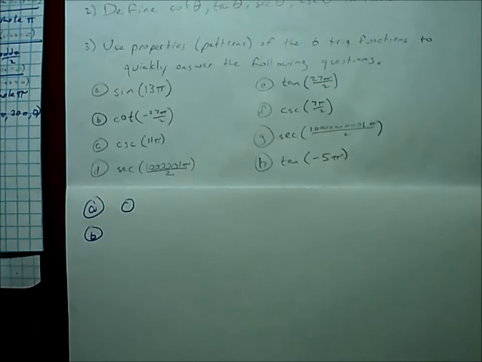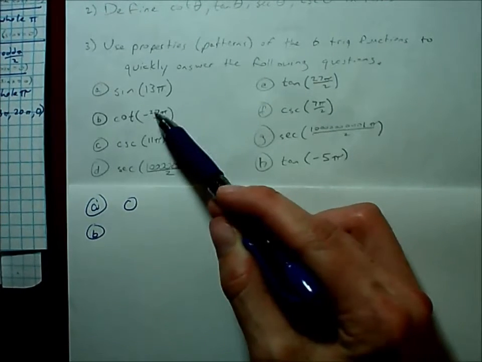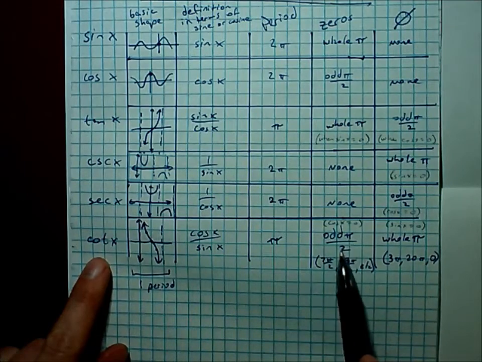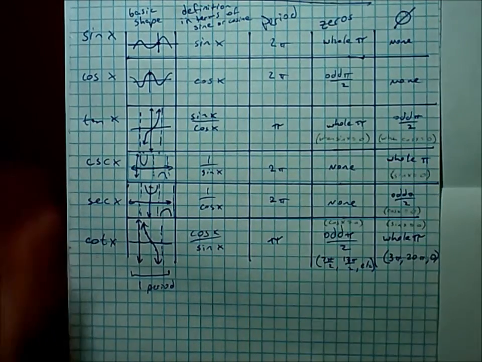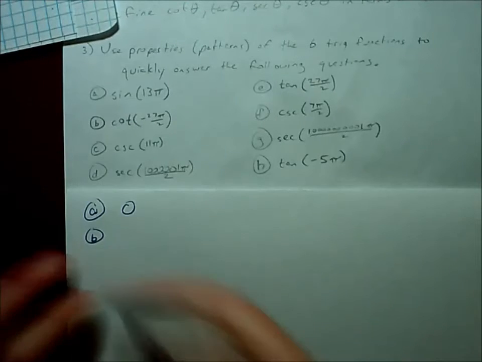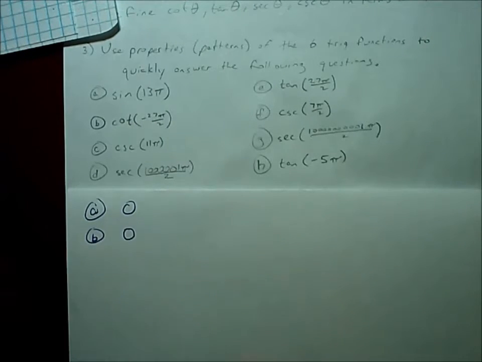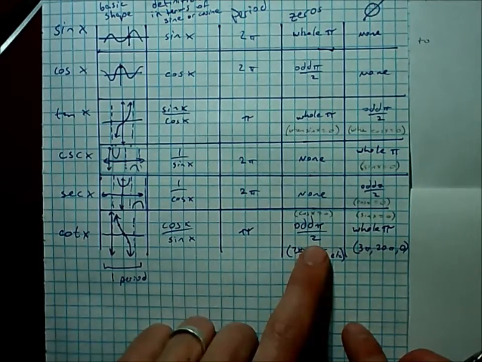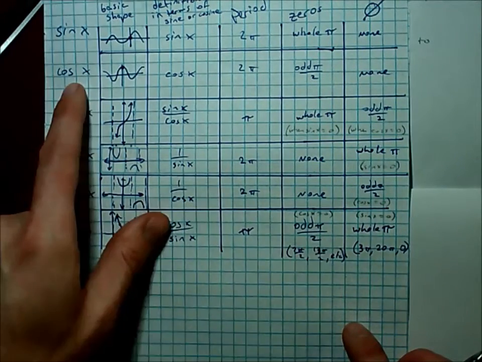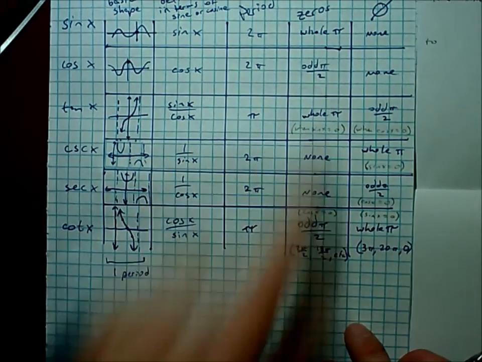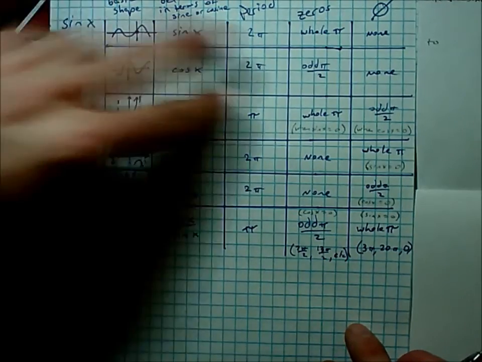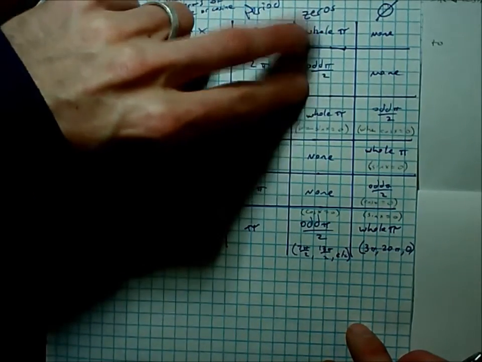B, cotangent of negative 27 pi over 2. So cotangent at every odd number times pi over 2 is 0. So that answers that question as well. Side note, why is cotangent 0 at odd numbers times pi over 2? Because cosine is 0 at odd numbers times pi over 2, and cosine is on the top of the cotangent fraction. So really it's just these 2 things that you'll want to remember.